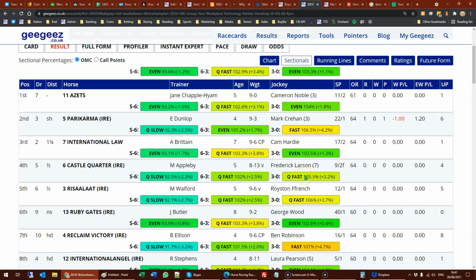No, it doesn't. It just means we've got an arbitrary cut-off on the report, and some horses who have performed with more merit than perhaps meets the eye won't appear on that report. So it's always worth doing a little bit of your own legwork. Castle Quarter would be another one of interest. Rissalat likewise, and Reclaim Victory, as we've discussed.